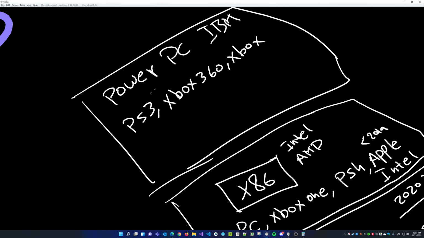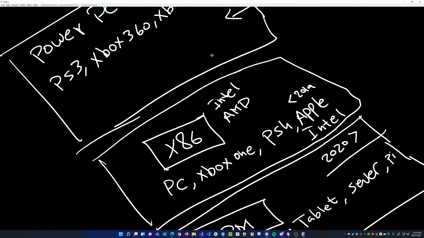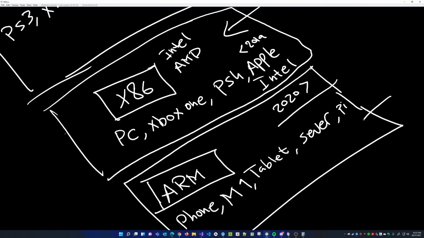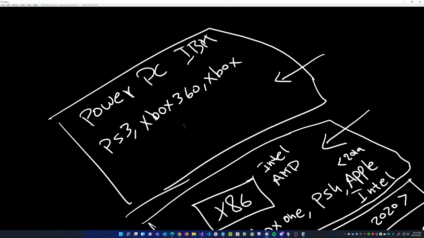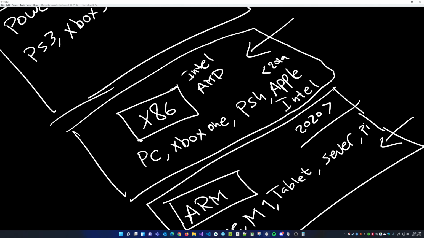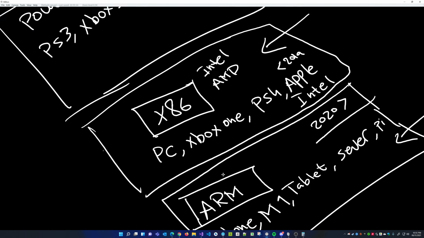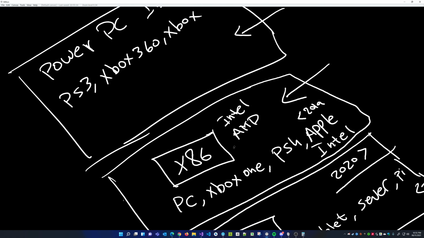These used PowerPC CPUs, right? It's a different architecture. So whenever you write your code, you have to compile your code to run on these types of CPUs. If you compile your code for PowerPC, it will not work for x86. It will not work for ARM, right? So whenever you have your code, it has to be compiled for the target CPU.